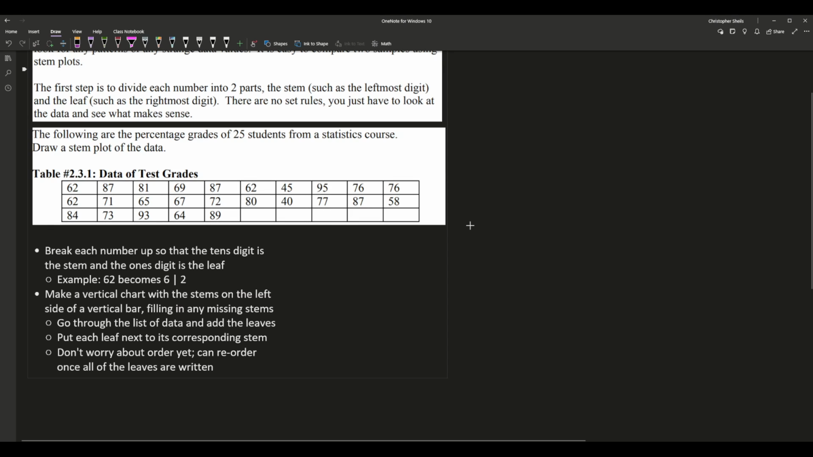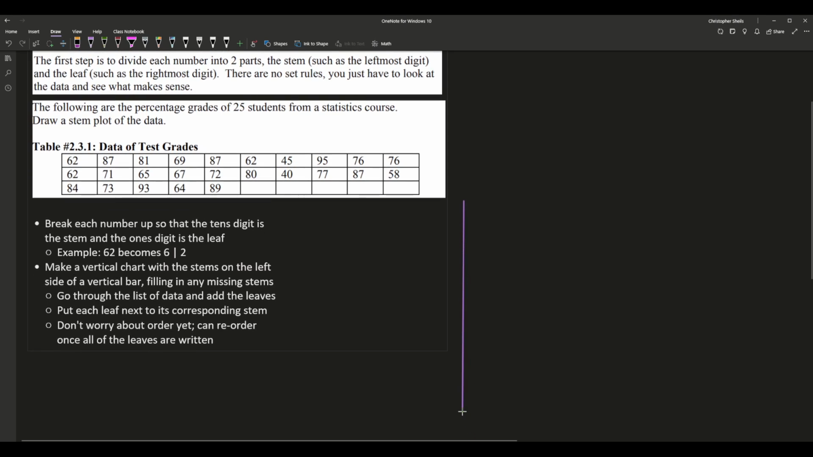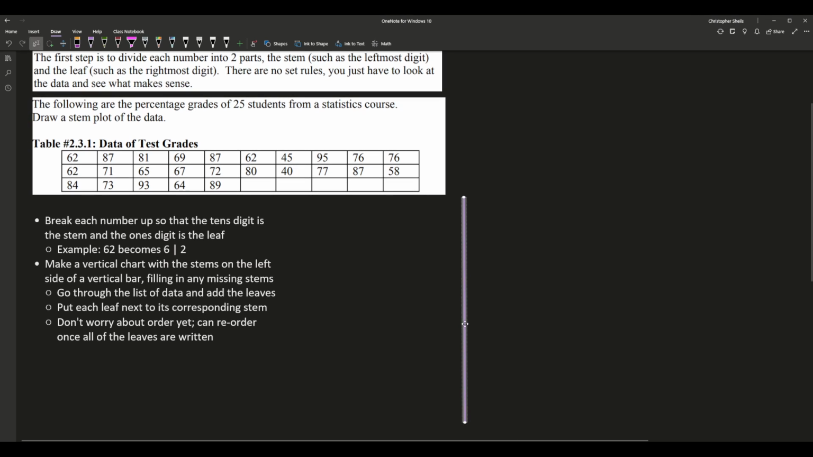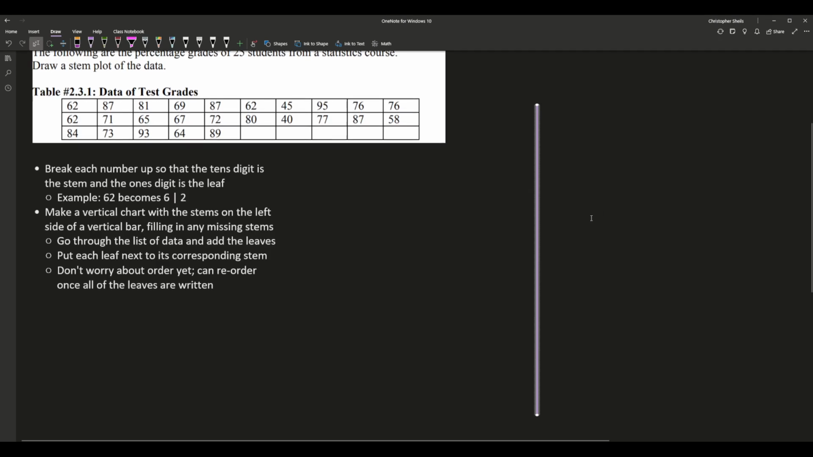Let me grab a line here. Maybe I'll just need a vertical line for now. A vertical line should be sufficient. There we go. And let me swap colors here.